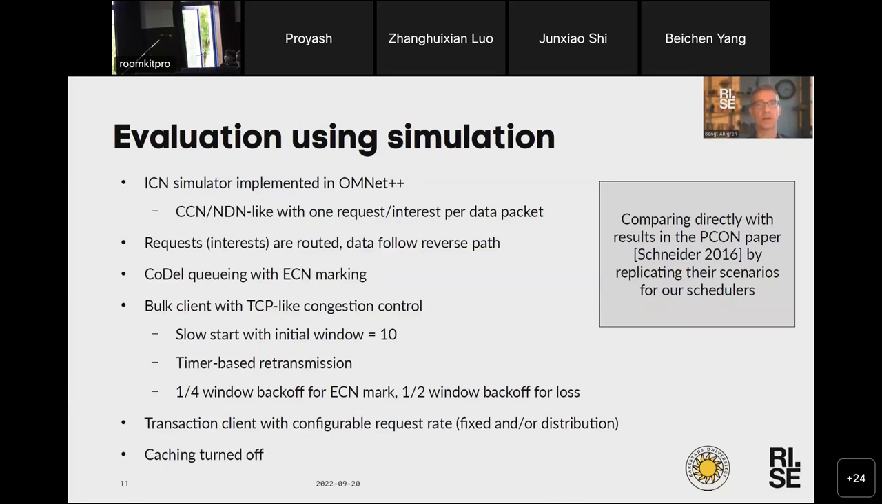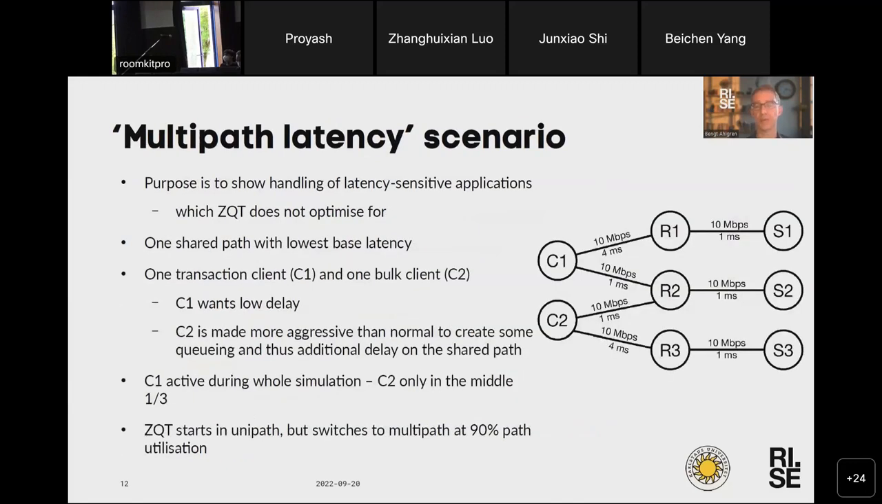Since I have limited time here in the presentation, I'm going to cover basically only one scenario for the two schedulers. We call this the multipath latency scenario. The purpose of this is to show how our schedulers handle latency-sensitive applications, which the ZQT scheduler does not optimize for.